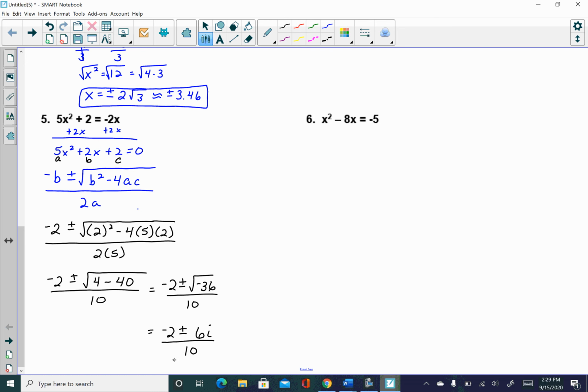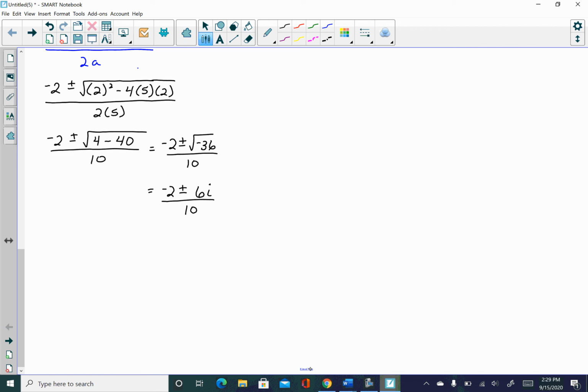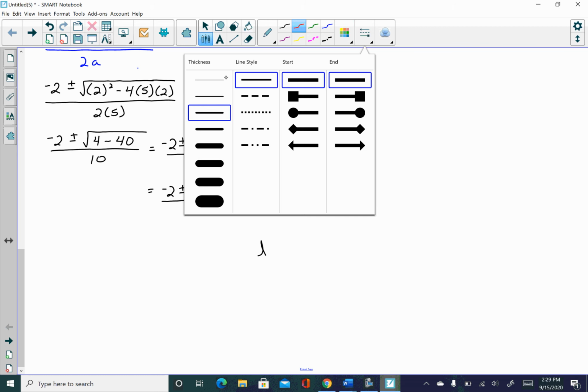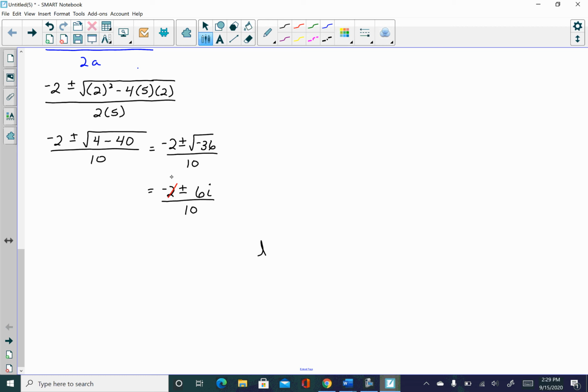2, 6, and 10 all have a number in common, so I'm going to reduce that. I'm going to divide them all by 2. 2 divided by 2 would give you 1. 6 divided by 2, 10 divided by 2. So I have negative 1 plus or minus 3i all over 5. And of course, you can write this as negative 1/5 plus or minus 3/5 i. Either one is acceptable, and most likely my lab math wants this latter answer.